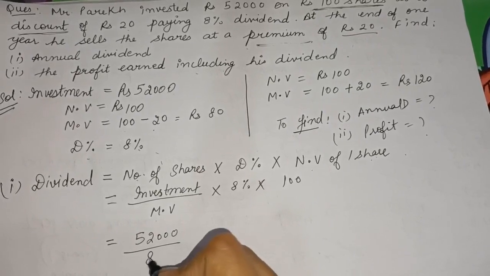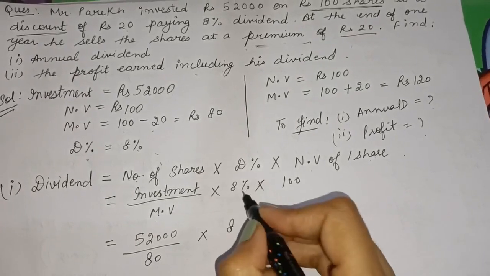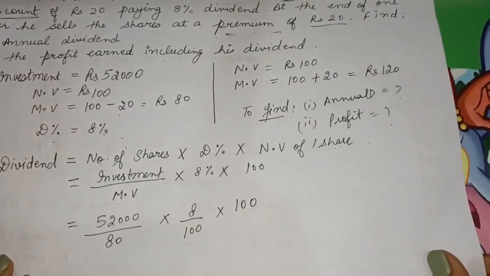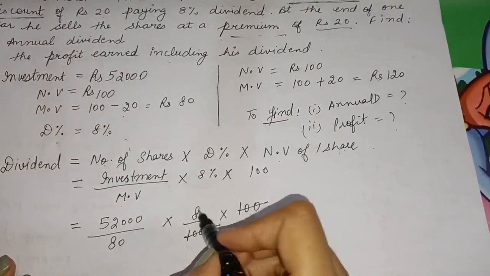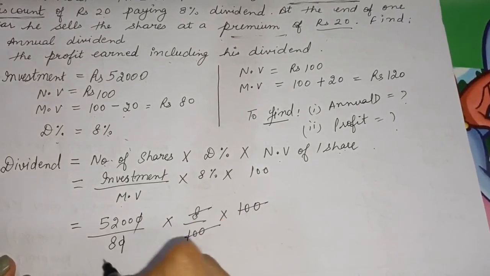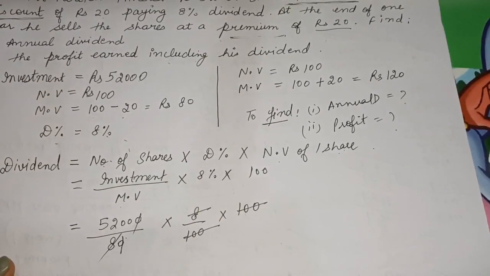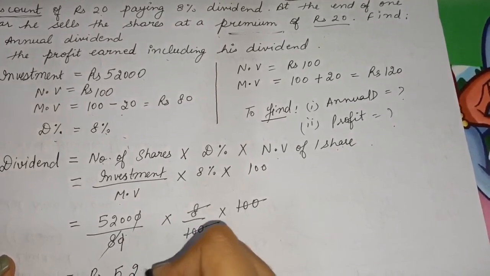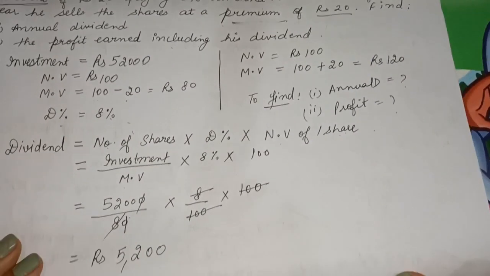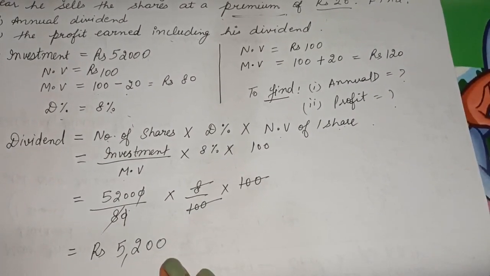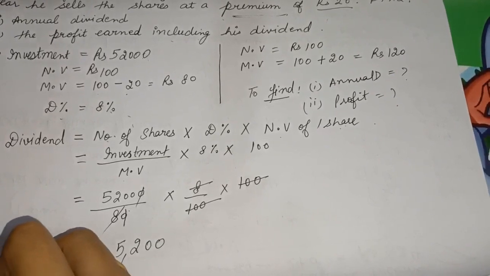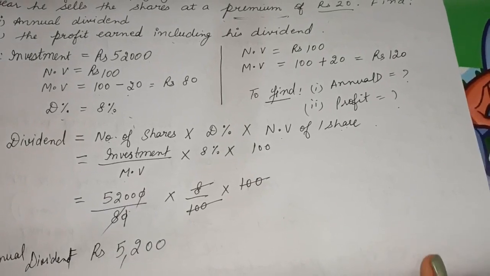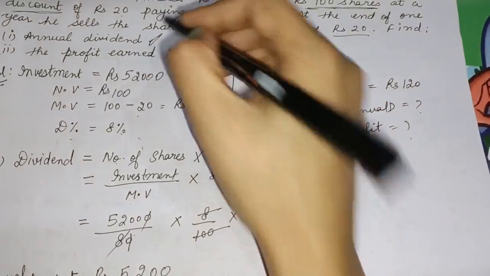MV, market value, is 80. 8 percent means 8 by 100, into 100. 100 and 100 will get cancelled. 8 into 1, and this also 8 into 1, the zeros will get cancelled. So here we have got dividend equal to rupees 5,200. So this is the annual dividend, 5,200. Now the first part is done, to find the annual dividend.